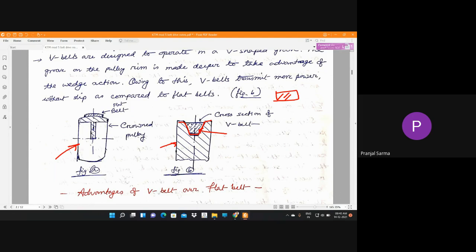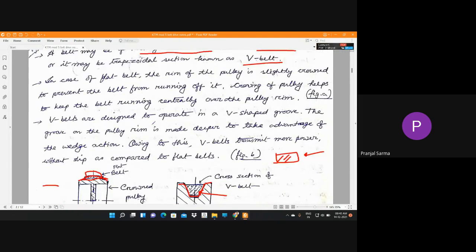In the case of a flat belt, the pulley is somewhat crowned. This portion is made open-shaped, so that the belt, which initially has a flat cross section, remains there and gets somewhat deformed. Not exactly like that, only a small deformation, and it stays on the pulley surface in a better manner. That is why, in the case of a flat belt, the rim of the pulley is generally slightly crowned, so as to prevent the belt from flying off it. This crowning helps keep the belt running centrally over the pulley, which is one of the requirements for a flat belt.